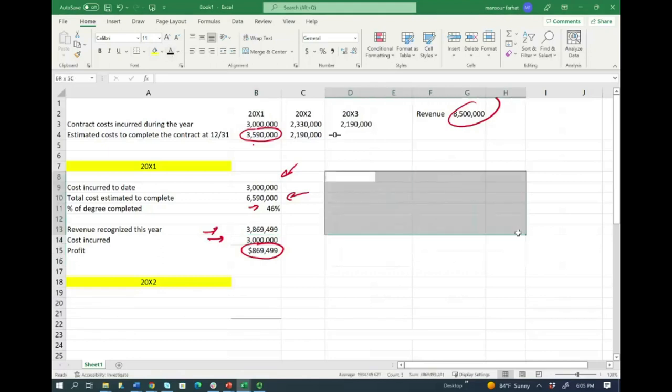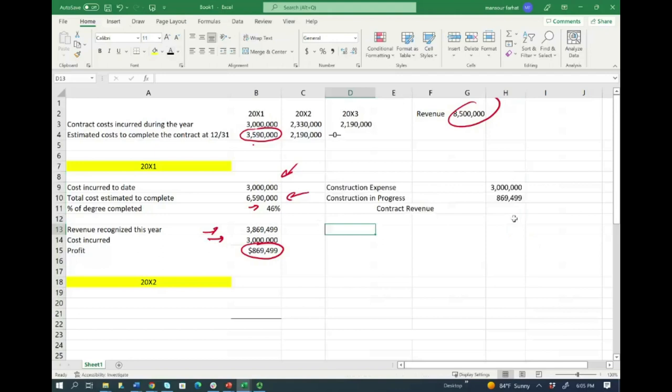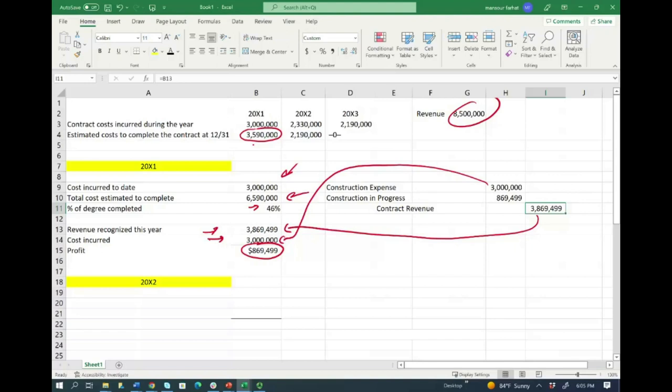To book this entry, I'm going to recognize revenue, expense, and profit. So the revenue is $3,569,499. The construction cost is the construction cost that I incurred. And the difference between them, I'm going to put here in quote, profit. Now you have to understand that we park the profit in an account called construction in progress. So simply put, the entry for the profit is construction in progress, which is an inventory account. So in the inventory account, we put the profit and we also include the cost in that account.